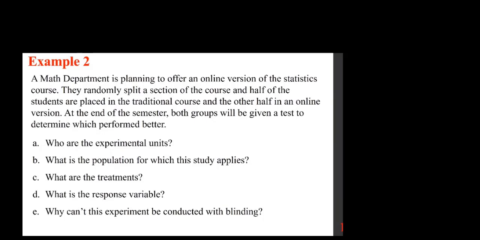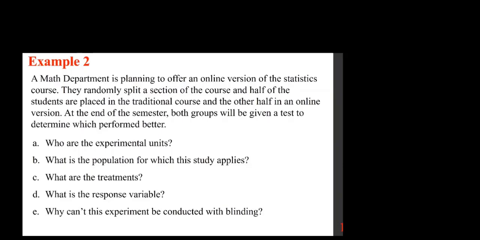A math department is planning to offer an online version of the statistics course. They randomly split a section of the course, and half of the students are placed in the traditional course and the other half in an online version. At the end of the semester, both groups will be given a test to determine which performed better. So we want to answer this question by looking at various parts.